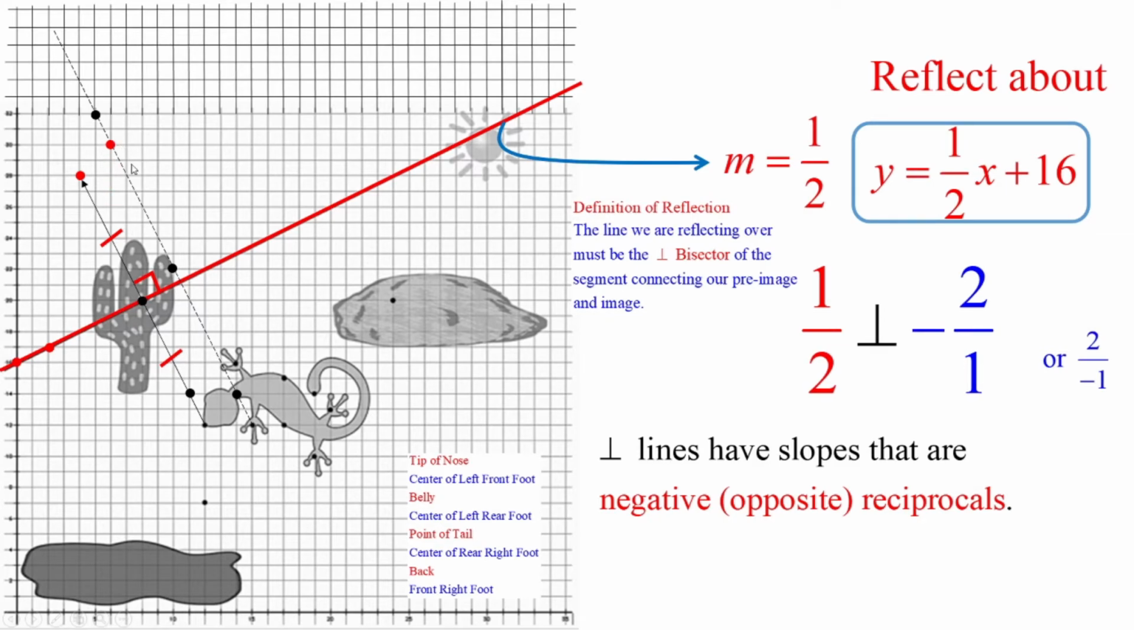And there we go. This point is the image of our pre-image, the center of the left front foot. Almost perfect, I'd say. What comes next? The belly right here. So let's apply our slopes again. 2 over 1, 2 over 1, 2 over 1, 2 over 1. Oh, we did that one perfect again.